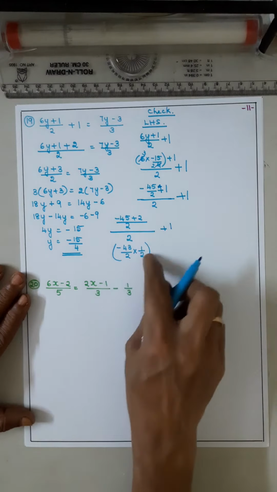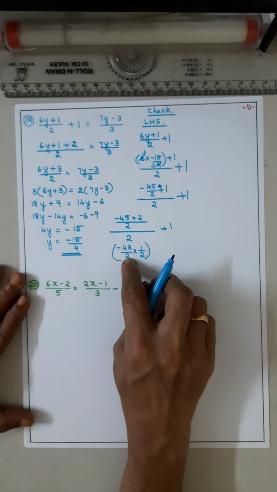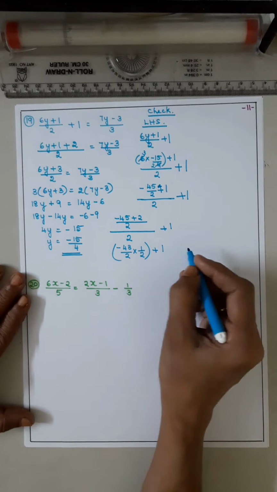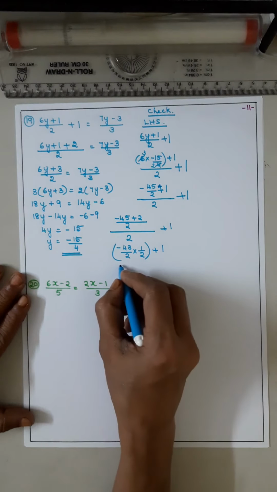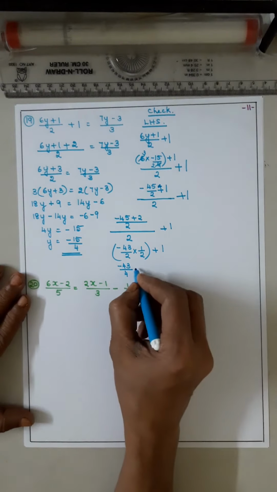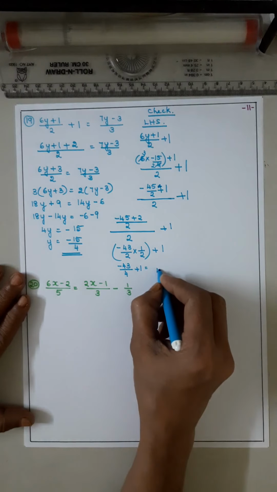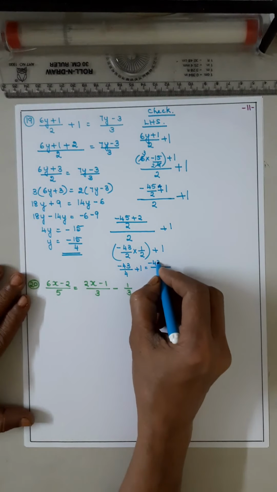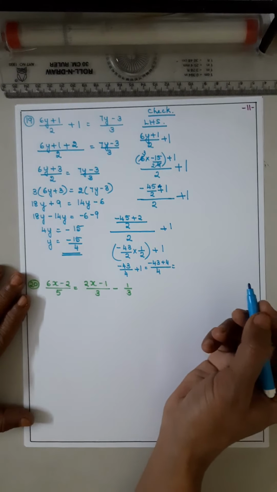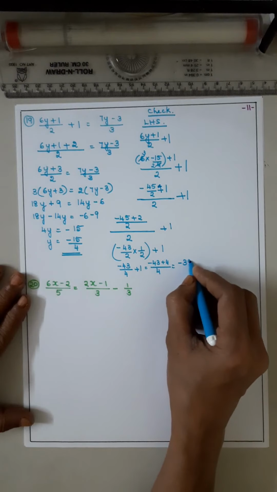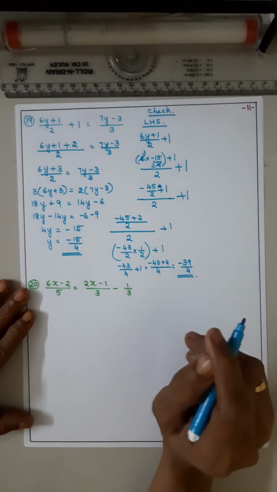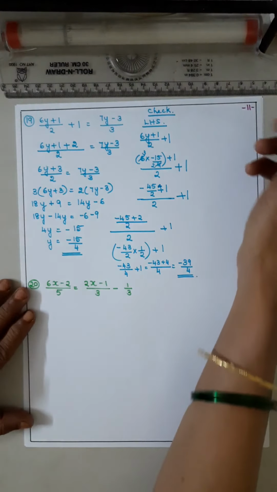So what did the full thing become now? Minus 43 by 2 into 1 by 2 plus 1. So now how much came? Minus 43 by 4, isn't it? 2 2s are 4, plus 1. That means 4 LCM, minus 43 plus 4 is equal to minus 43 plus 4 will be minus 39 by 4. So this is what came for the LHS. Now the RHS again.